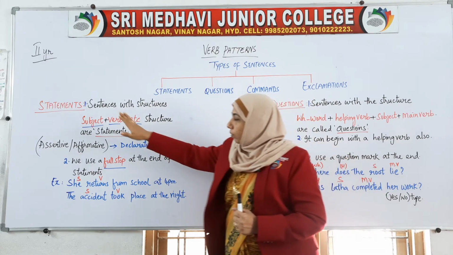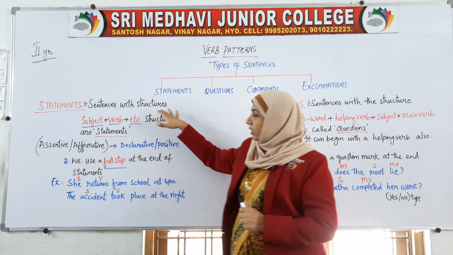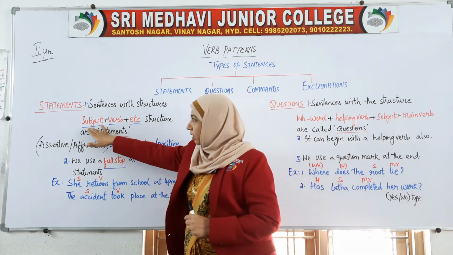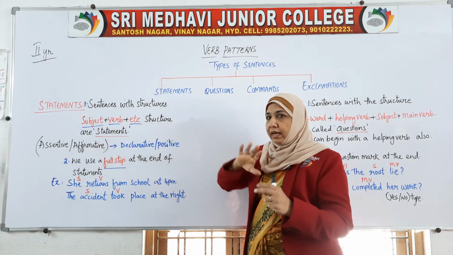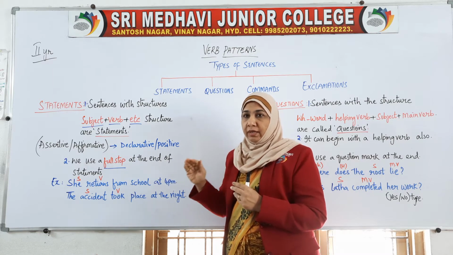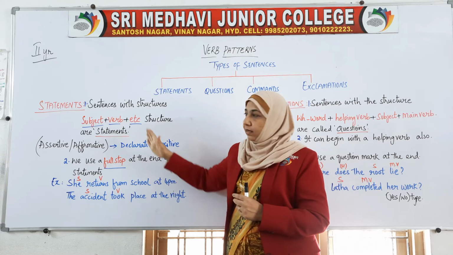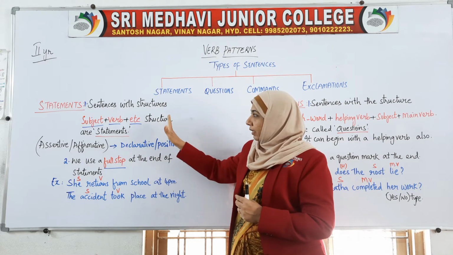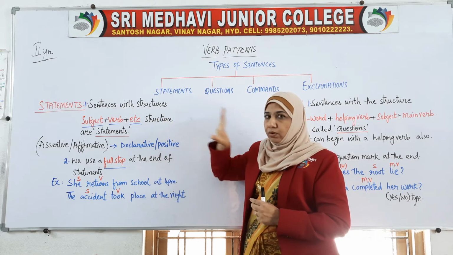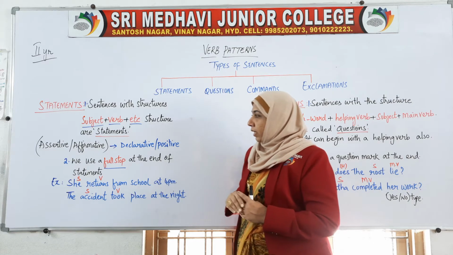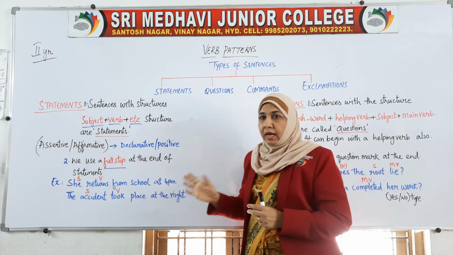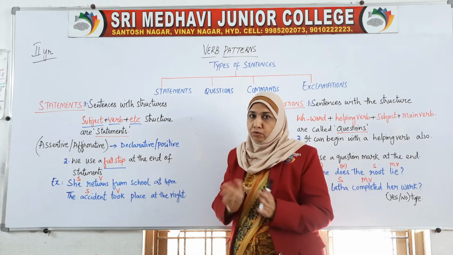Okay. Now the first is statements, sentences with structures. With what structures? The first is subject plus verb plus anything else, either an object or a regular habit; something could be added with the subject and the verb. That structure is called a statement. Now in statements we have these two, assertive and affirmative. Either assertive or affirmative, we can use both.